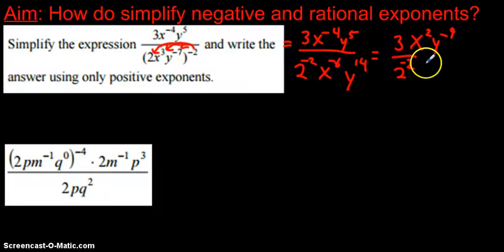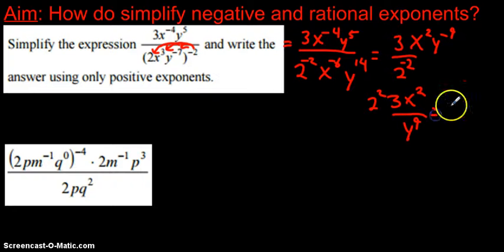Alright, now by applying the negative exponent rules, some things will go up and some things will come down. So the 3 will stay where it is, as a positive exponent. The x squared will stay in the top as well. The y to the 9th will go to the denominator, and the 2 to the negative 2 will go to the numerator, so that's 2 to the 2nd, and that will simplify to be 4 times 3, or 12, x to the 2nd, over y to the 9th.